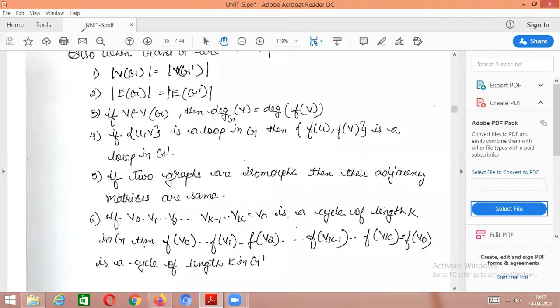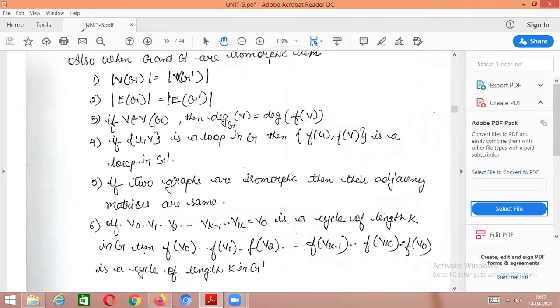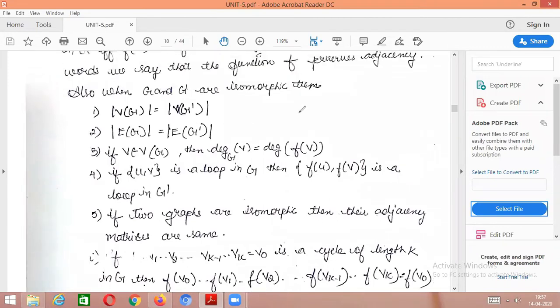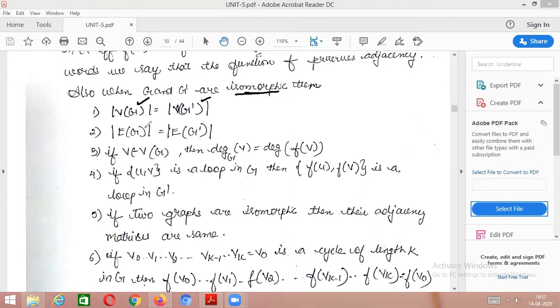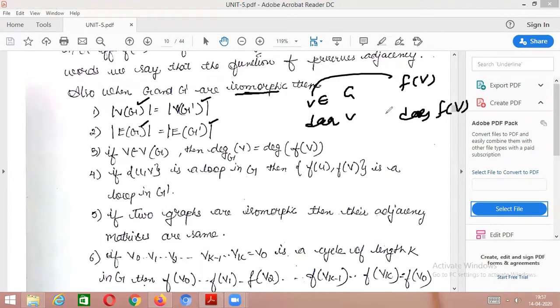If two graphs are isomorphic, then the number of vertices in the first graph and the number of vertices in the second graph are the same. The number of edges in the first graph and the number of edges in the second graph are also the same. For example, if we take one vertex v in the first graph, its degree is the degree of v. The image of v is f of v, and its degree is the degree of f of v. These both will be the same when the graphs are isomorphic.